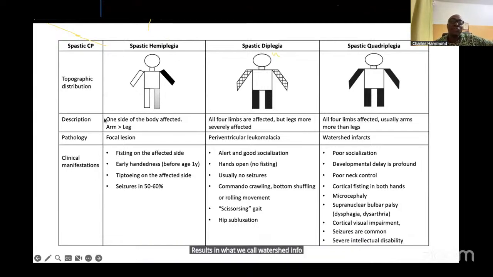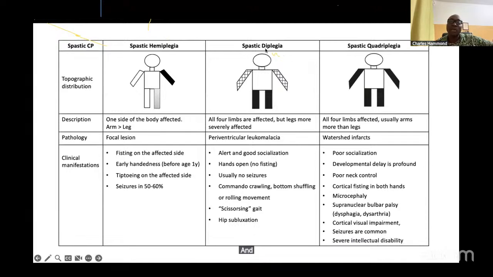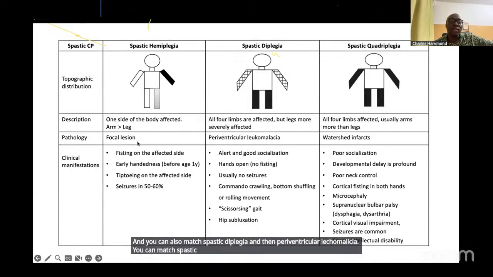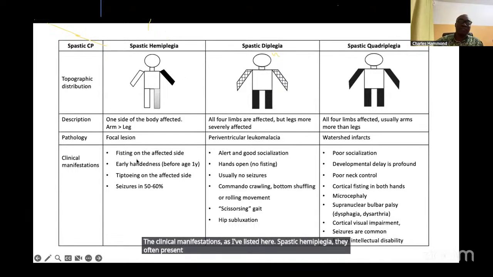So if you see anything like spastic quadriplegia and watershed infarcts, yes, you can match them. And you can also match spastic diplegia and periventricular leukomalacia. You can match spastic hemiplegia and focal cortical lesions. The clinical manifestations are as I've listed here. Spastic hemiplegia, they often present with one side manifestation. So they have fisting on the affected side, and then they show early handedness.